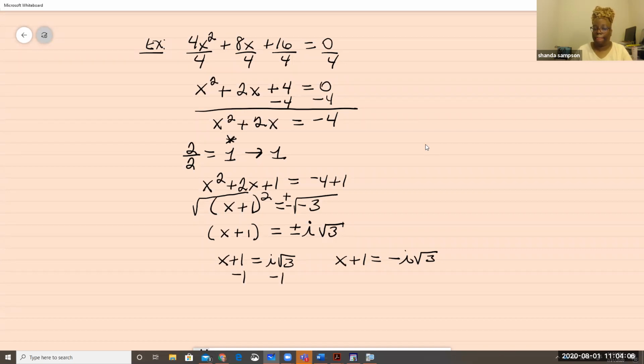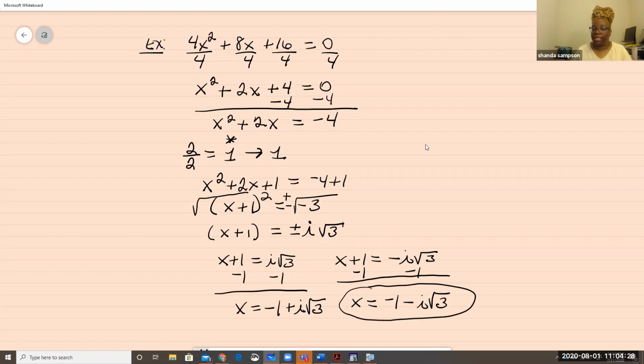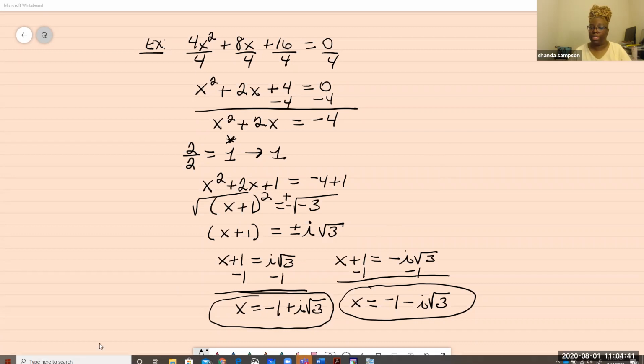Subtract 1. Your first answer is x is equal to negative 1 plus I radical 3. Subtract 1. And your second answer is x is equal to negative 1 minus I radical 3. Okay, so there's your 2 answers. Had to leave you with one where you had to use an imaginary number. So there you go. Those are 4 examples of how to complete the square. All right, how to complete the square.